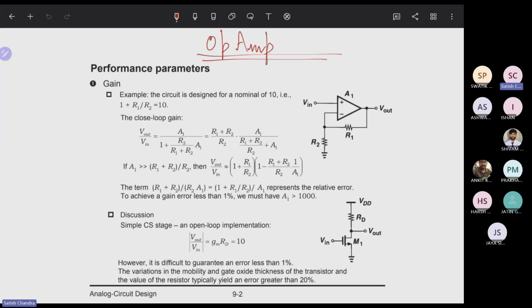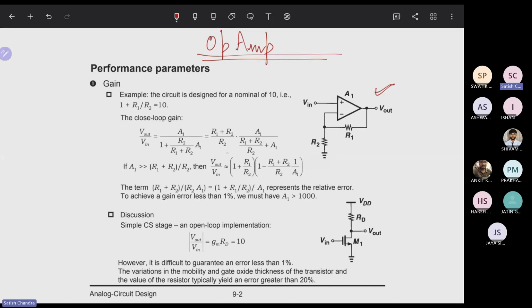The first one we are going to see is the gain. Let's have an example. This is a feedback network, with the negative feedback network. Only then is our gain going to be stabilized, basically.